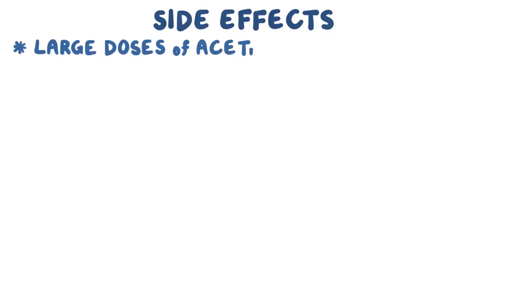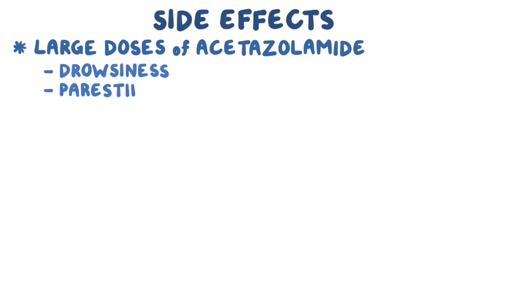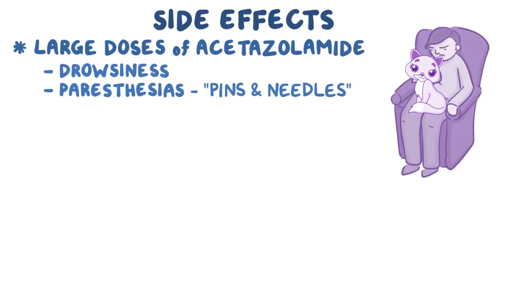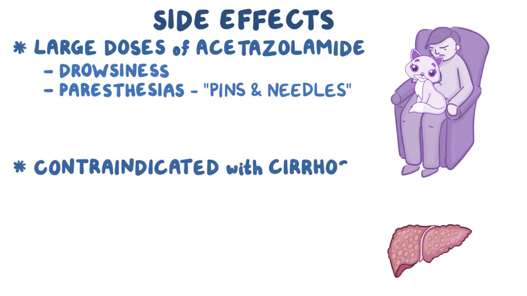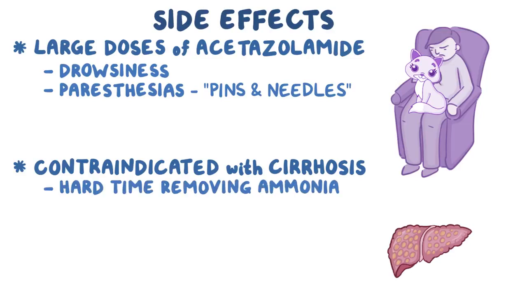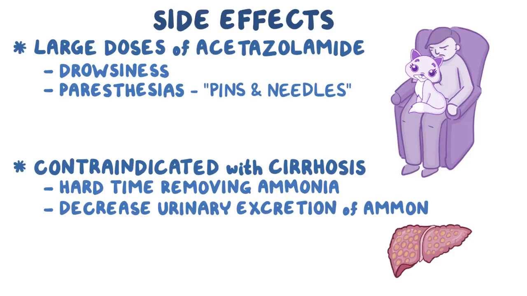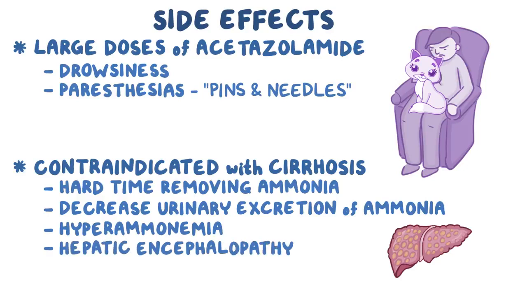With large doses of acetazolamide, patients may develop neurological side effects like drowsiness and paresthesias, which is just a fancy word for that pins and needles sensation you'd get if a large cat took a nap on your legs, as so often is the case. Finally, these medications are contraindicated in people with cirrhosis, because when the liver is damaged, it has a hard time removing ammonia from the blood. Carbonic anhydrase inhibitors further decrease urinary excretion of ammonia, causing hyperammonemia. This increase in ammonia is toxic to the brain and can cause hepatic encephalopathy.